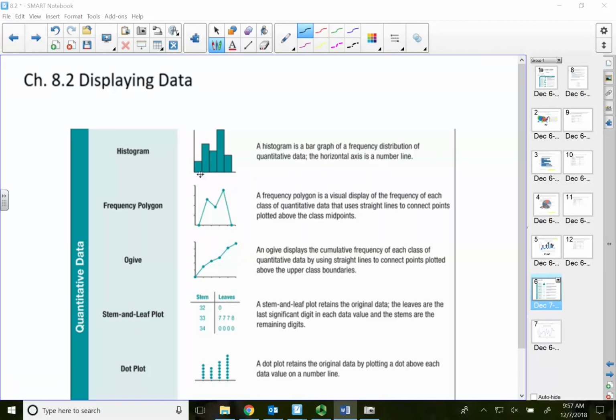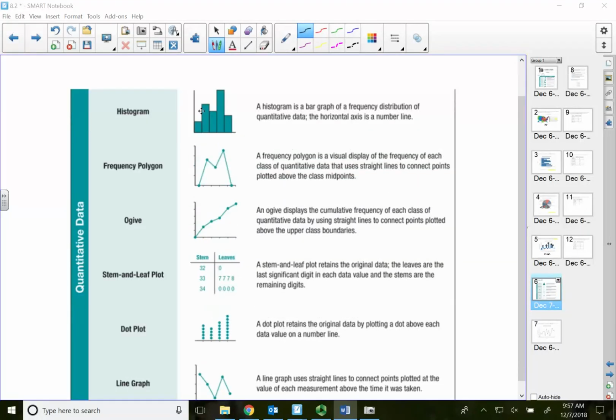What we notice about a histogram is that it's like a bar graph, but none of the bars are separated. All the bars are connected, and there's a reason for that as well. A frequency polygon is a visual display of the frequency of each class of the quantitative data. It uses straight lines to connect the points plotted above the class midpoint. I will explain this class midpoint in a minute.